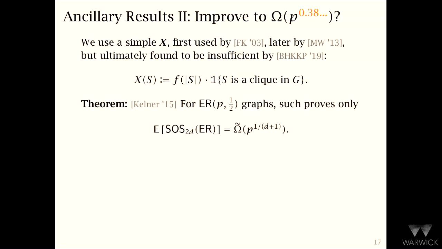As part of this long random graph story, Kellner at some point showed that such dual certificates, which is what people were using for a long time, can only prove weaker lower bounds than what they were hoping to see. So in particular, if you plug in d equals 2, which is degree 4 here, you'll see that such things can only prove an order p to the 1/3 lower bound for the degree 4 sum of squares relaxation.